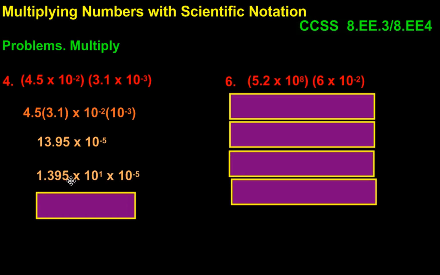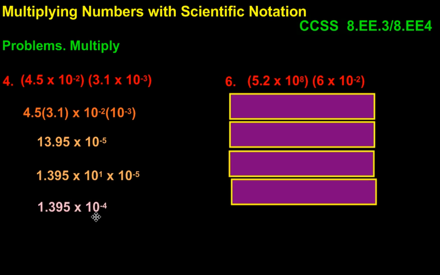Now, my number itself is in the correct exponential form, or scientific notation form, but now I'm going to have to add these two exponents together, which in this case, because I have a positive 1 and a negative 5, it's going to be 1.395 times 10 to the negative 4th.